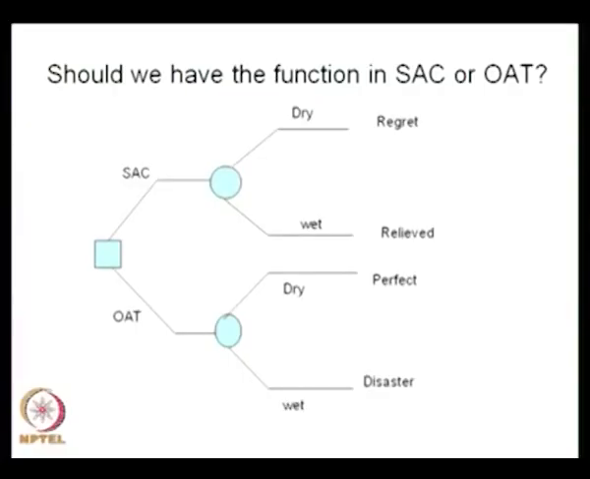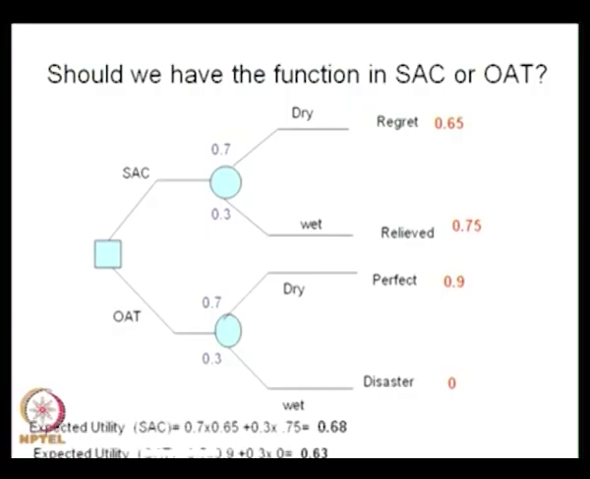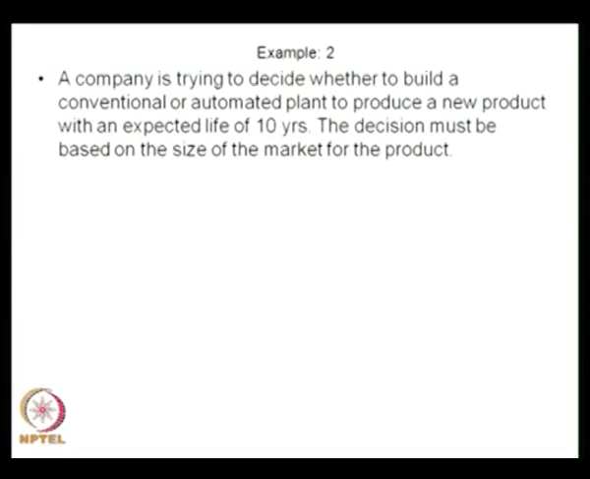We will see another example today which is slightly more complex than this. This is basically a company trying to build a plant for a particular product, and they have to make a decision whether to go for a fully automated plant or a conventional plant. If they go for a conventional plant, then they have an option of upgrading it to an automated plant at a later stage depending on the market demand for the product.